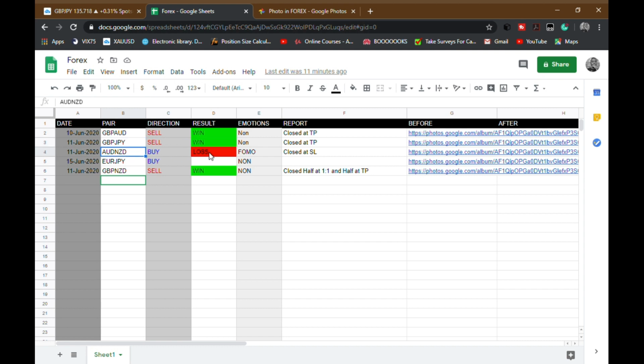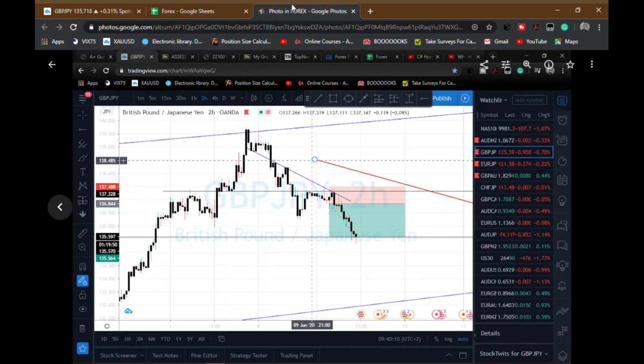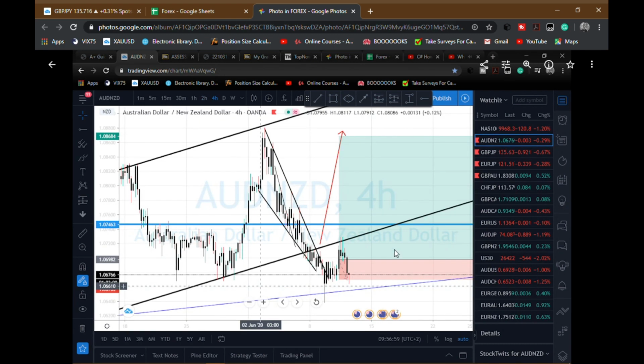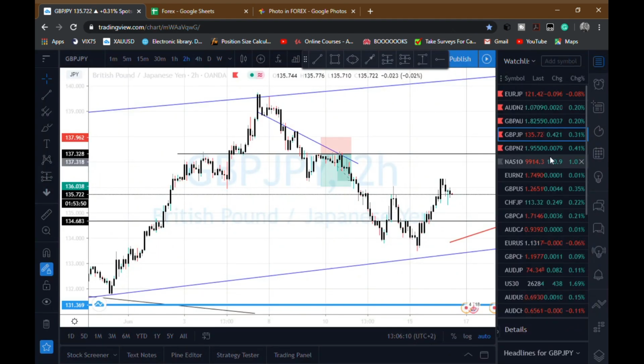AUDNZD, it was a loss. This trade, I don't even know why I took it. Let me show you. Everything was wrong about this trade, but I forced it. So this is how the trade played out. Entered right here. So let me go to the chart.